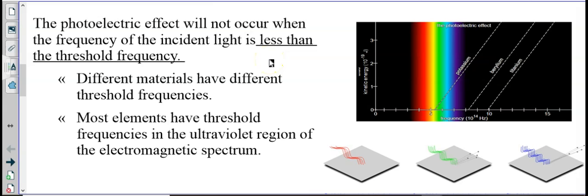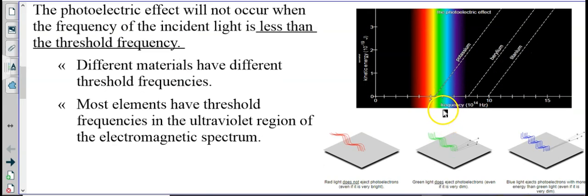Different metals have different threshold frequencies, and most elements have a threshold frequency in the ultraviolet region of the electromagnetic spectrum. So we have potassium, beryllium, and titanium here in this example, and here are the spectral charts of light that can affect emission. What this chart shows you very clearly is the frequencies. Red has the lowest frequency and the longest wavelength, and violet has the highest frequency and the shortest wavelength, and beyond that you have ultraviolet and other energies.